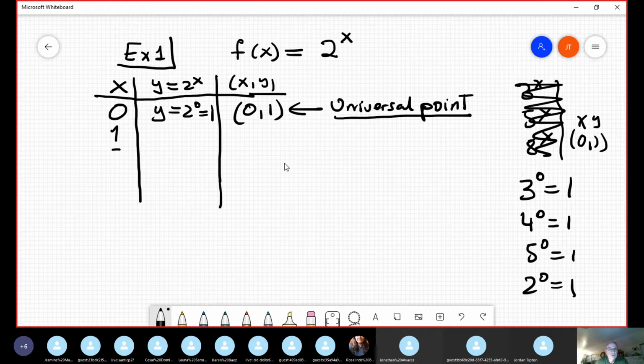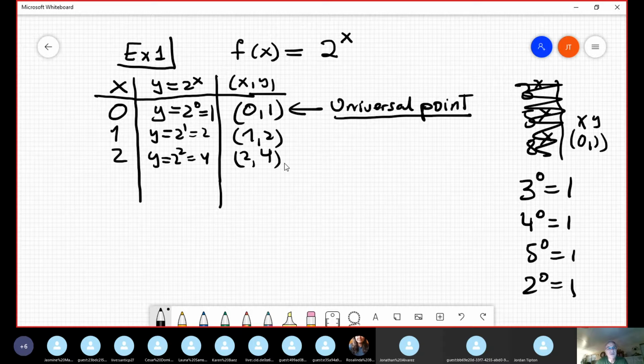Suppose x is 1. Then y is equal to 2 to the 1, which is 2. The point is 1, 2. Nice. And if x is 2, y is equal to 2 to the second power, which is 4. And the point is 2, 4. And so on. If x is 3, it's 8. The point is 3, 8. Well, let me do one more. Y is equal to 2 to the third power. It's 8. The point is 3, 8.